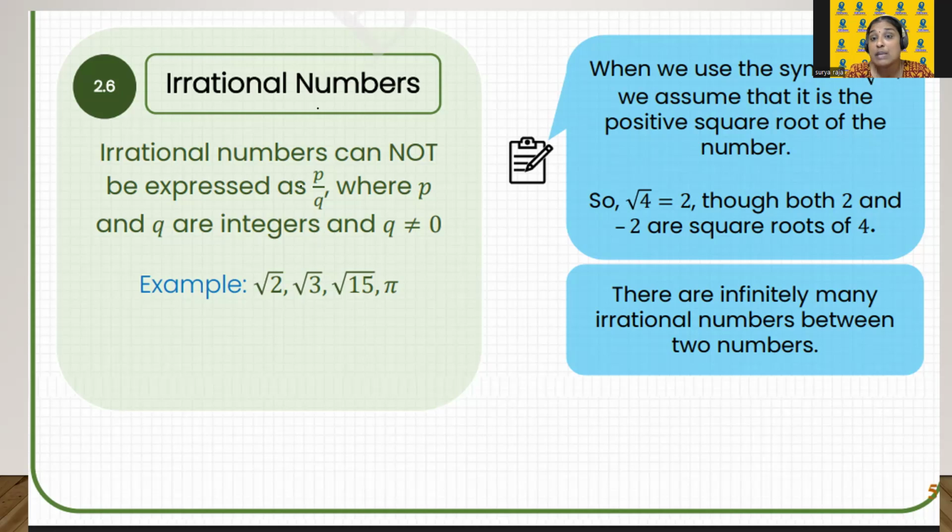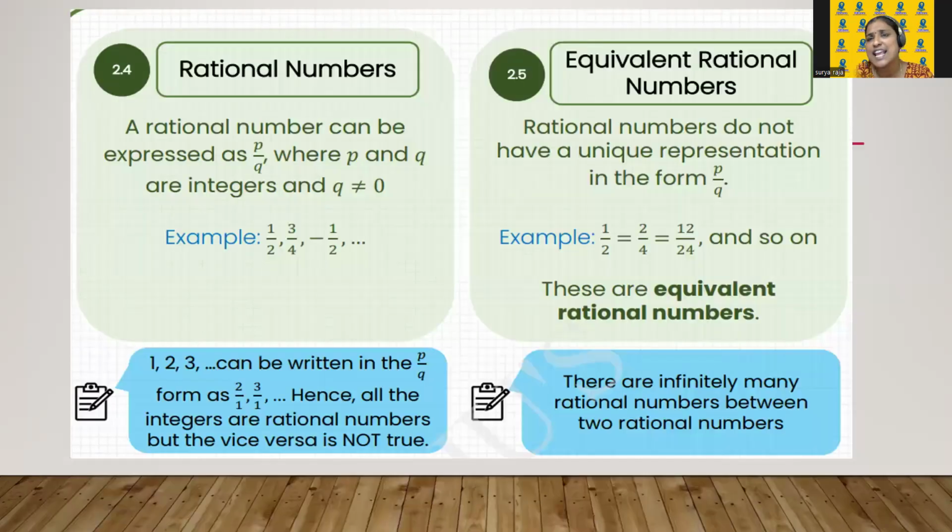There are infinitely many rational and irrational numbers between two numbers. And what are equivalent rational numbers? At primary level, you might have learned about equivalent fractions. Same here. Whatever the fraction, 1 by 2, 2 by 4, 12 by 24, these are called equivalent fractions, as well as equivalent rational numbers, in the form of P over Q.